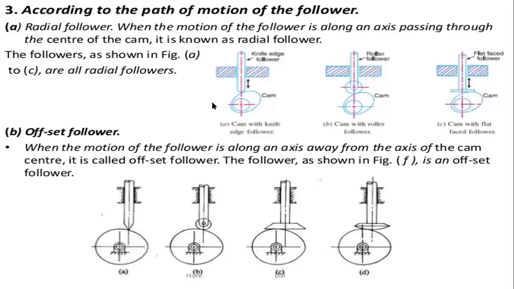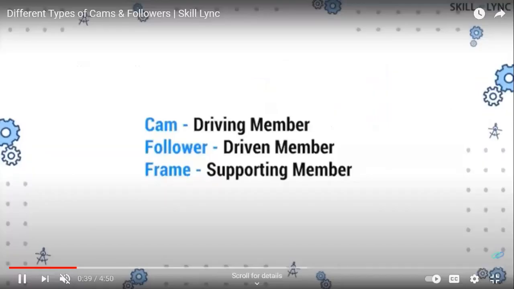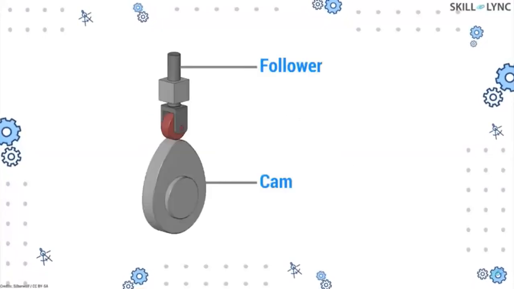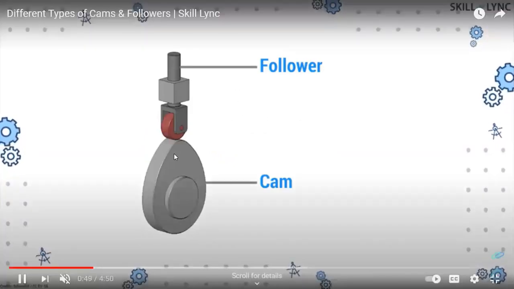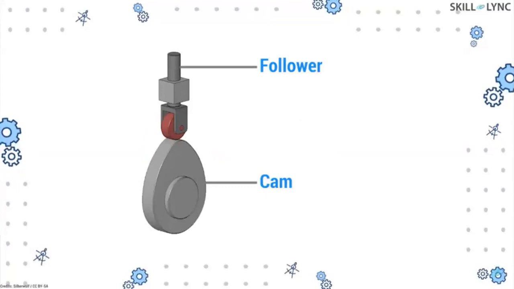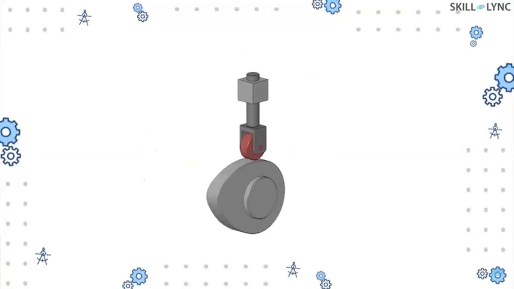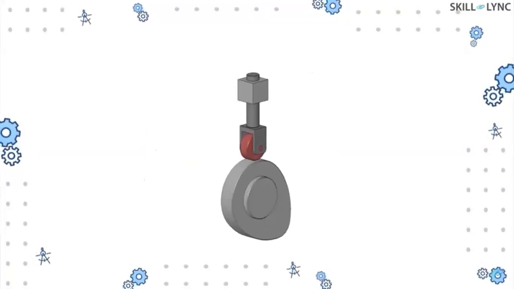So generally this cam and follower mechanism has three members. First one is the driving member, that is the cam. Second one is the driven member, that is the follower, and the last one is the supporting member, which is called the frame. So the frame is the supporting member here. So you can see the follower and the cam. This is the radial cam and this is the roller follower. So you can see the working.